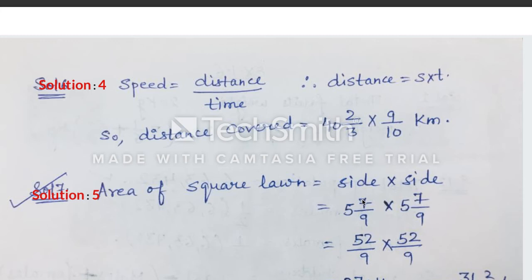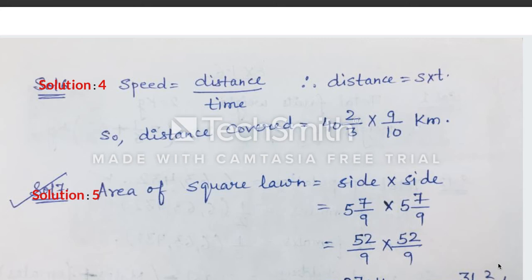Convert it into improper fraction. This is next. 5 nines are 45. 45 plus 7, 52. 52 by 9 into 52 by 9. Numerator and numerator will be multiplied. What do you get? 2,704. 9 nines are 81. This is not appearing on the screen, but it's 81. You all understand 9 nines are 81. So what will be the answer in mixed fraction? 33, 31 upon 81 meter square.